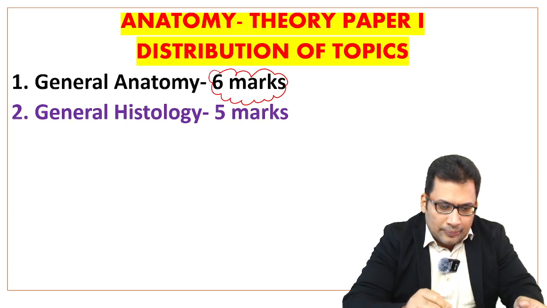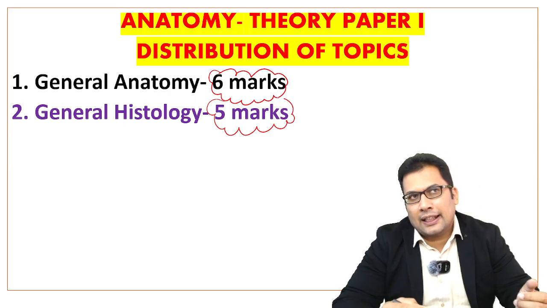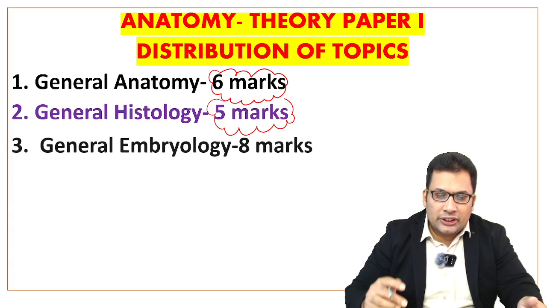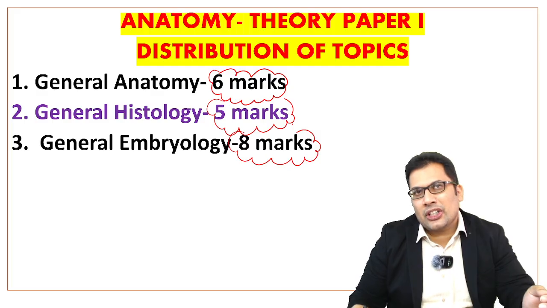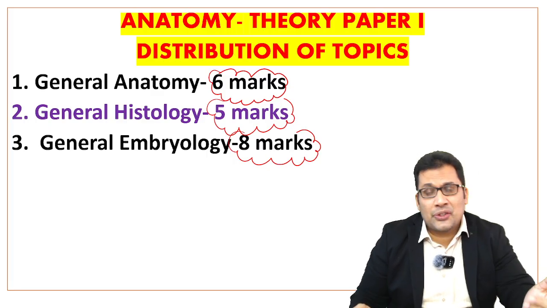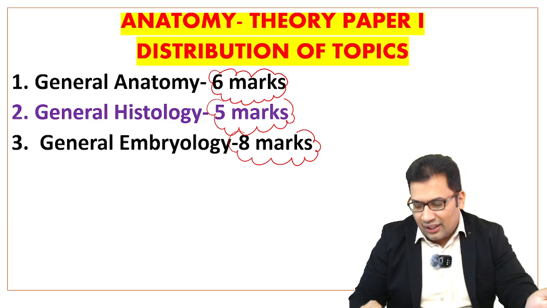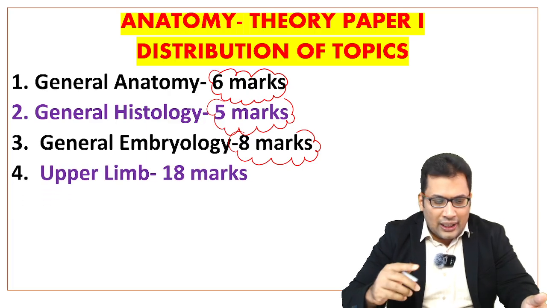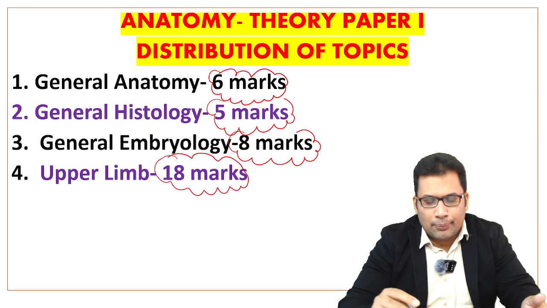General histology, 5 marks. For example, types of epithelium. General embryology. The question can be asked about fertilization, gastrulation, blastula, Graafian follicle. So, that is about general embryology. Then comes a very important topic, upper limb. So, 18 marks.